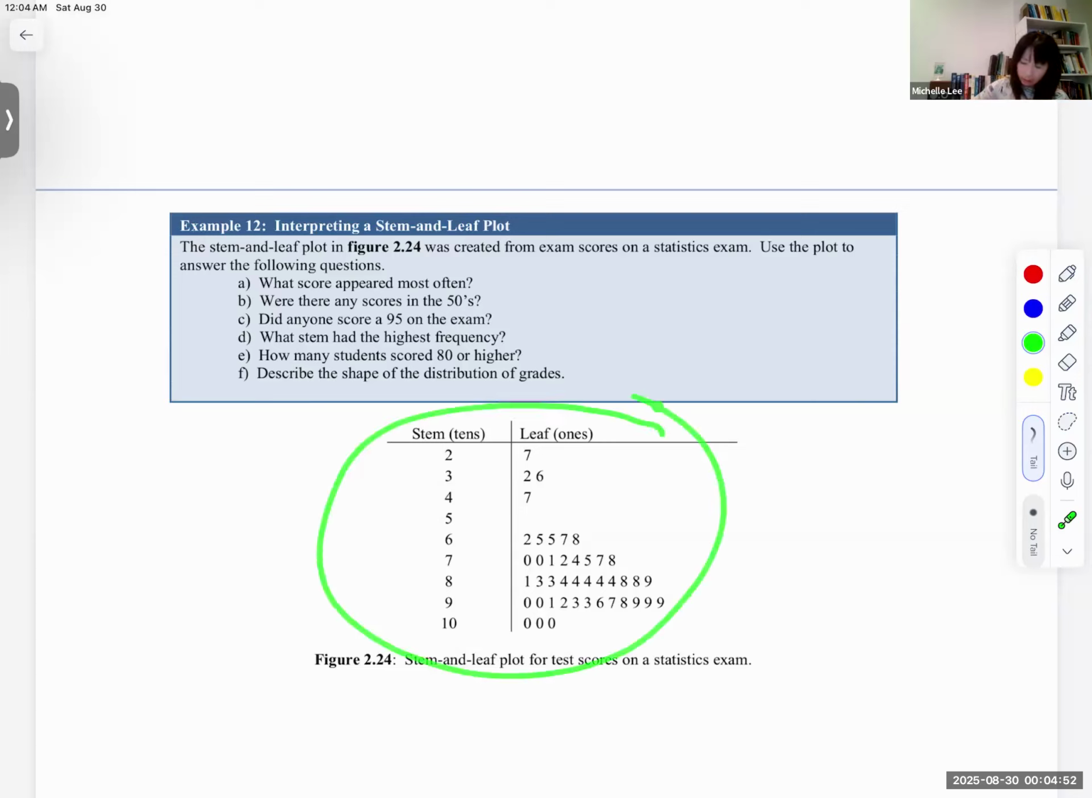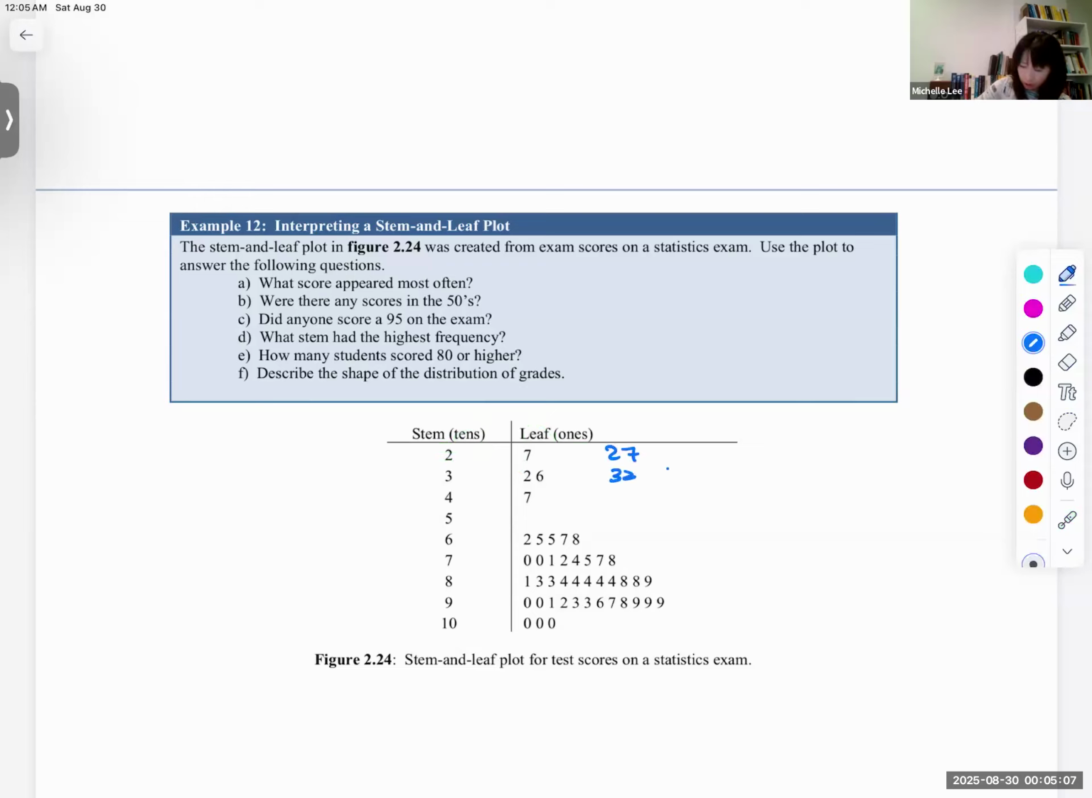This is a given stem and leaf plot. We have a 2, 7, right? The stem is tens and the leaf is ones, so that means it's 27. We read 27, 32, 36, 47, and for 5, it is empty. So we don't have any 50 or 51 or anything, right? And then 62, 65, and so on.